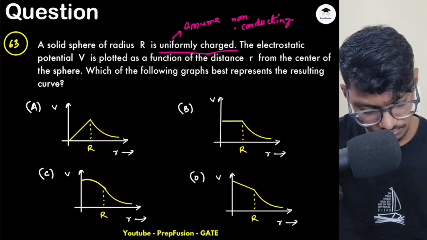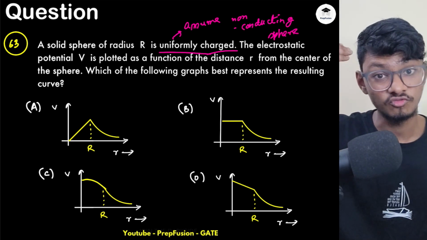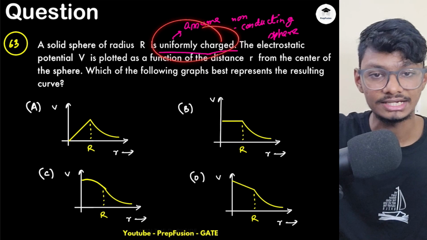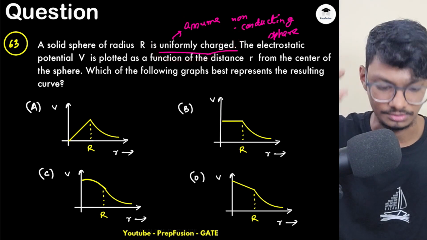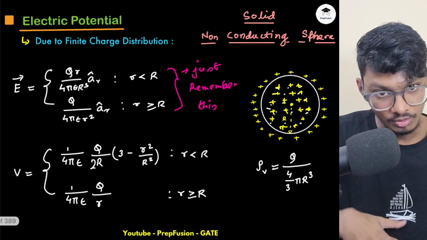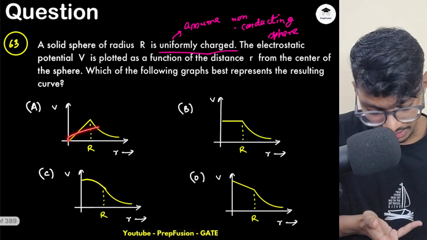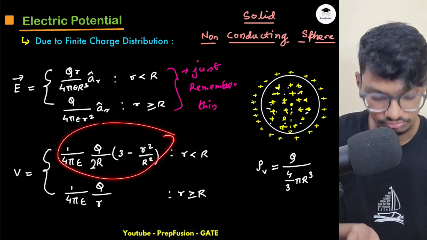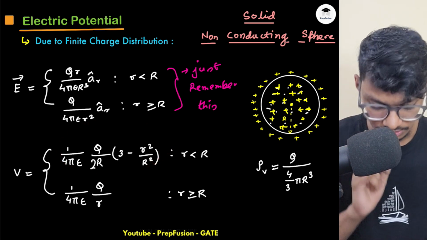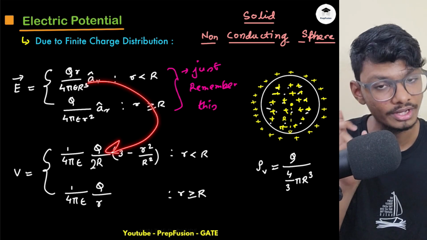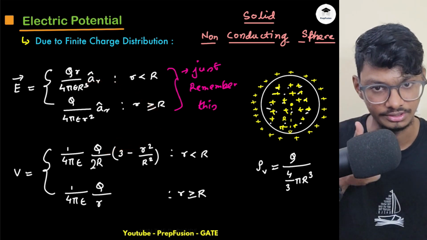Non-conducting sphere, because for a solid perfect conductor, this type of situation is actually not possible. So I will assume a non-conducting sphere. Right now I will derive the graph through this expression, but if you are wondering how you will remember this expression, I told you, just remember this. I will tell you how you can get to this expression. Don't worry, I will tell you that.